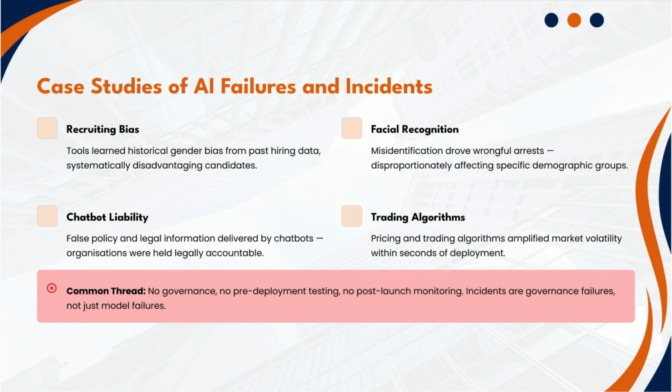Here's the pattern I want you to see. In almost none of these cases did the technology malfunction. The models worked. They did exactly what they were trained to do. The failure was upstream, in the objective, the data, or the assumption. So when you assess an AI system, look upstream. That's where the incidents are born.